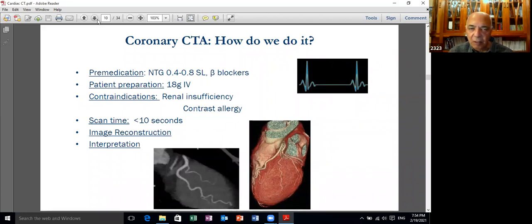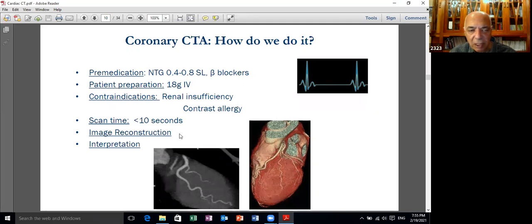For those not well familiar with how the procedure is done, usually we pre-medicate the patient with nitroglycerin to dilate the epicardial coronary arteries, and we try to bring the heart rate down to the 60s. If you have a dual source CT scanner, then you can go above 60, to 70 or even 80. For patient preparation, you need a wide-bore intravenous line. Renal insufficiency or contrast allergy is a contraindication to the procedure. And the scan time is very short, just a few seconds, less than 10 seconds.